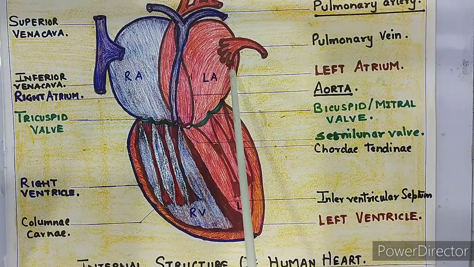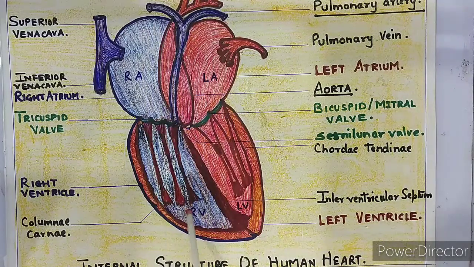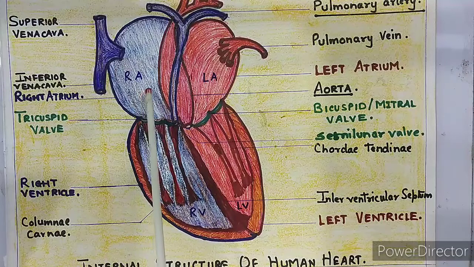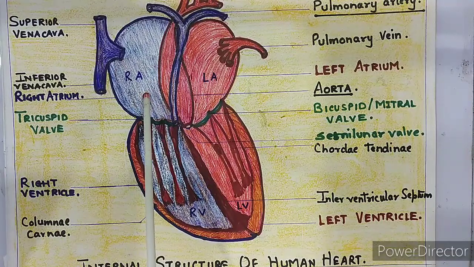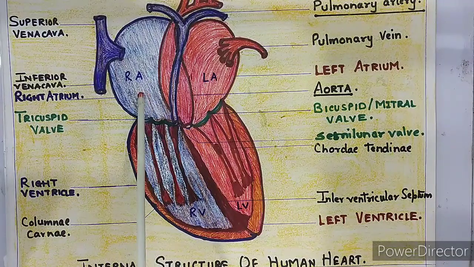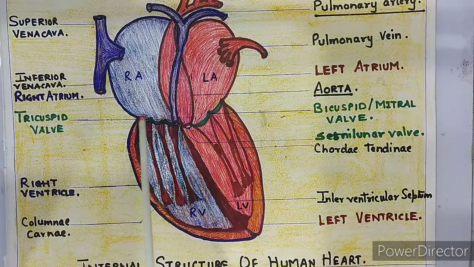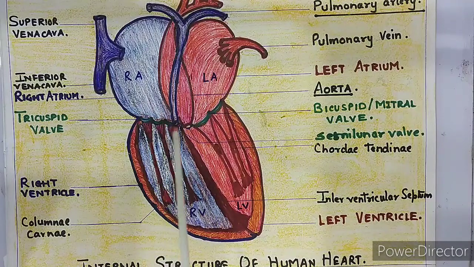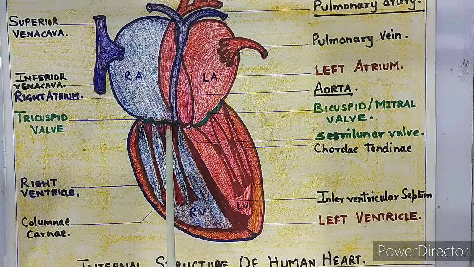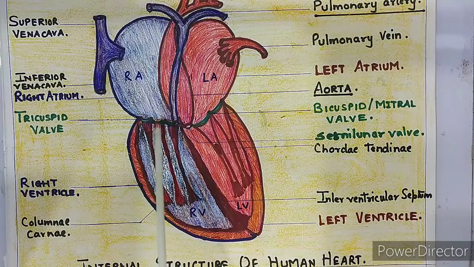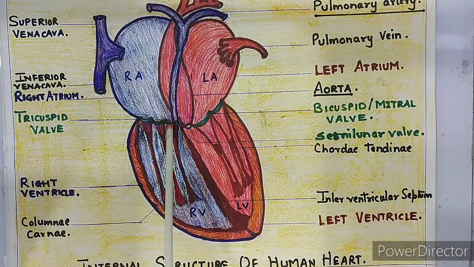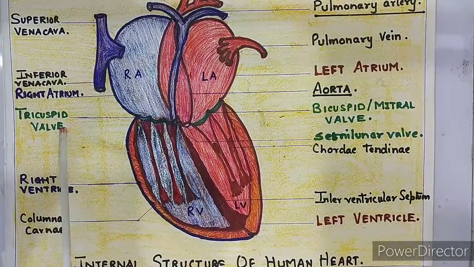Next to this, children, focus your attention on the right half. Look here, children, the right atrium. Between the right atrium and the right ventricle, you see there are 3 cup-like valves. 1, 2 and 3 cup-like depressions. So these 3 cup-like valves are called tricuspid valves.